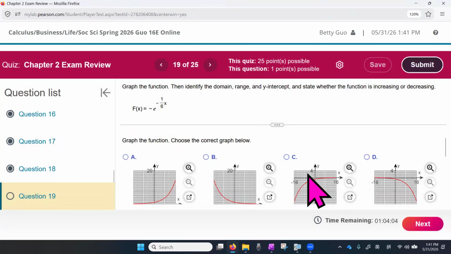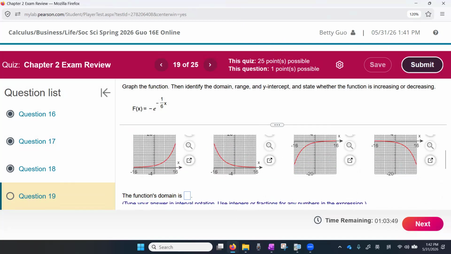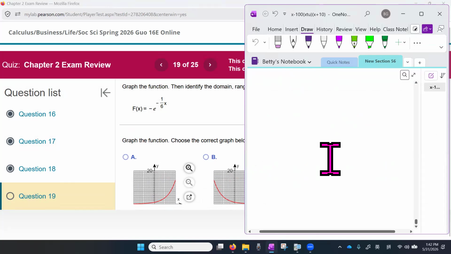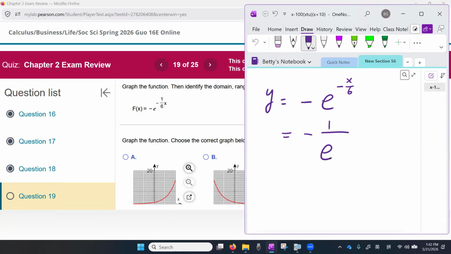Question number 19. Graph the function, identify the domain, range, y-intercept, and state whether the function is increasing or decreasing. Let's see this problem. Graph the function. Okay, so we have 4 answer choices here. Let me first write down the function. Y equals negative e to the power of negative x over 6. We can write this as negative 1 over e to the power of x over 6.